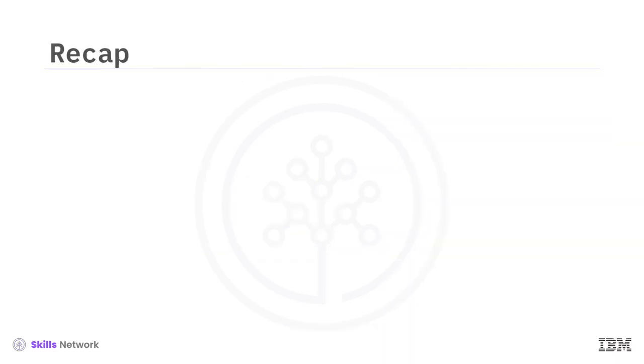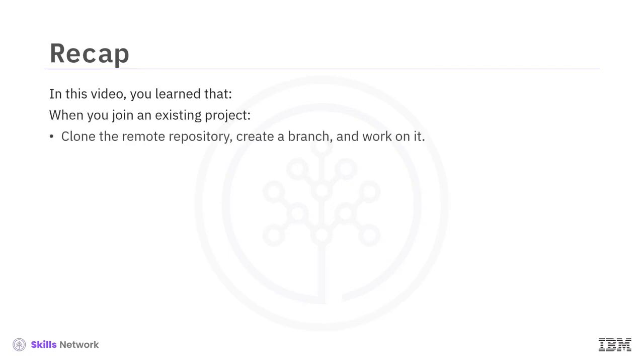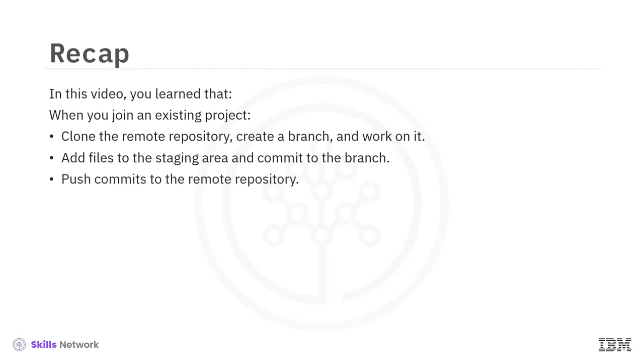Let's now recap what you learned. In this video, you learned about the steps in a Git workflow. When you join an existing project, first clone the remote repository. Then, create a branch from the main repository and work on the branch. Add updated files to the staging area and commit to the branch. Push commits to the remote repository. Create a pull request to merge the branch into the main branch, which will be reviewed and approved by the maintainer.